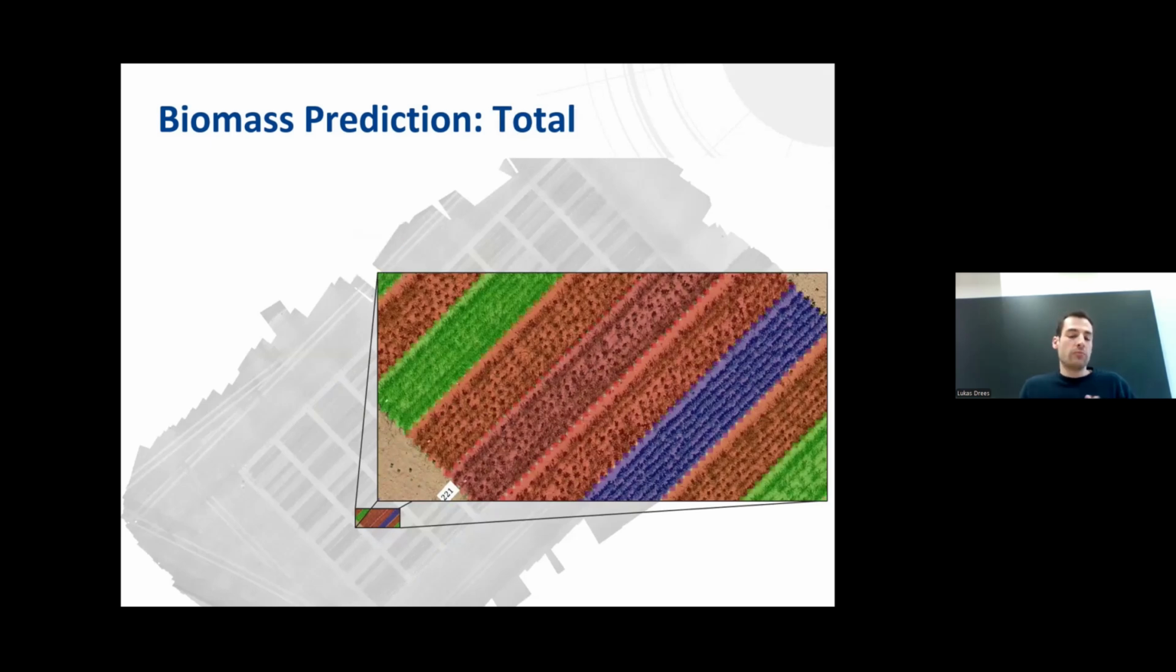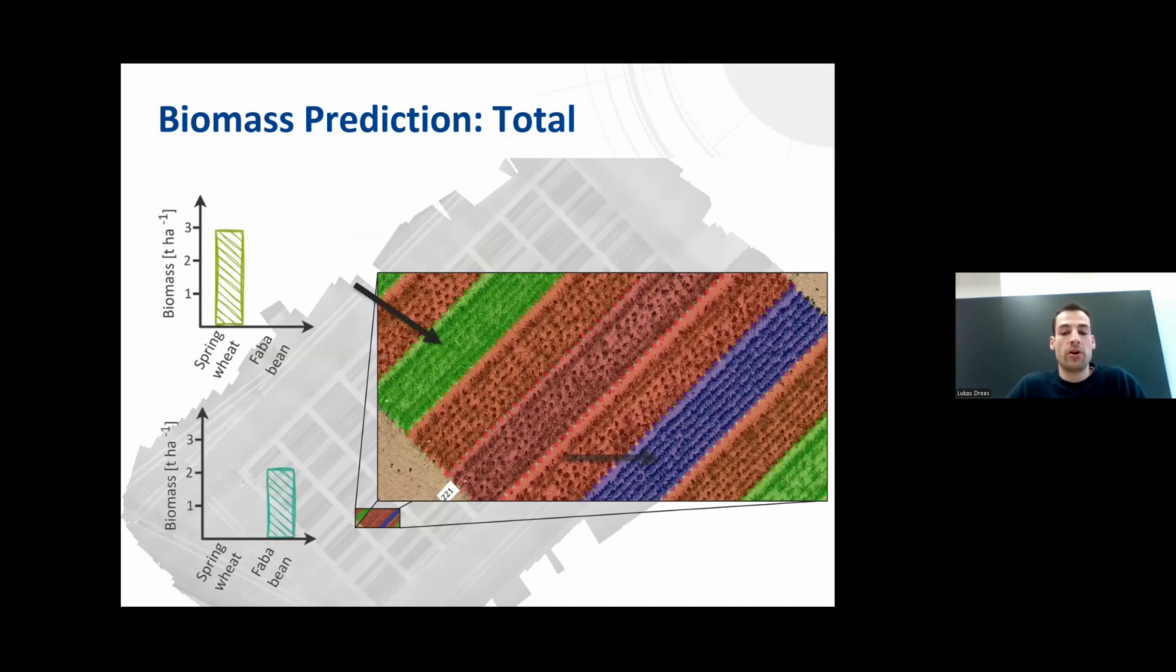A bit more challenging, but still feasible, is to predict the total biomass from a growth stage close to the harvest date. And this we can again do for individual regions in the field. So for a spring wheat plot, for a fava bean plot, and also for a mixture plot. So this is already a valid data-driven crop growth model trained end-to-end with training data obtained in the past.